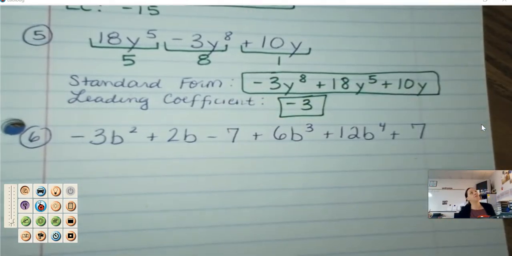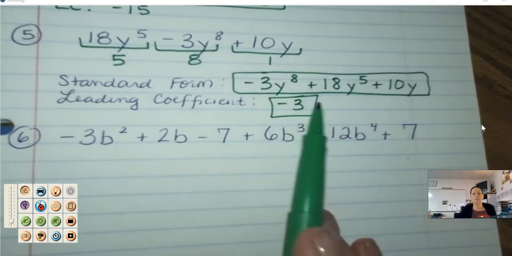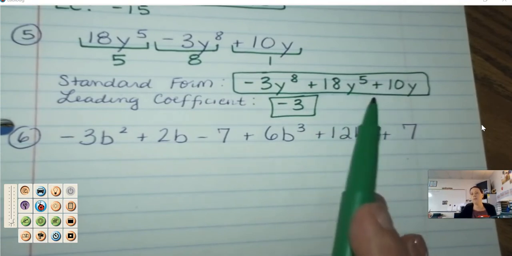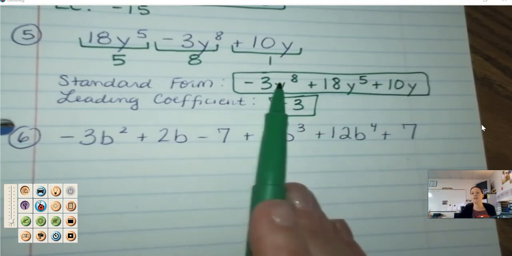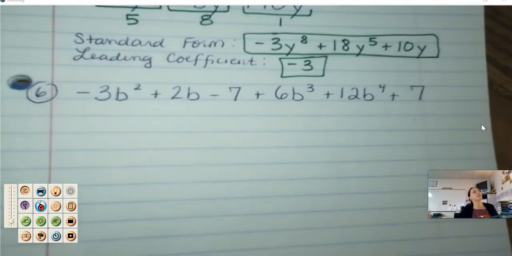So for number 5, check your answer. Negative 3y to the 8th power plus 18y to the 5th power plus 10y. Leading coefficient is a negative 3. Okay, if you haven't done number 6, go ahead and do number 6. It's kind of long.